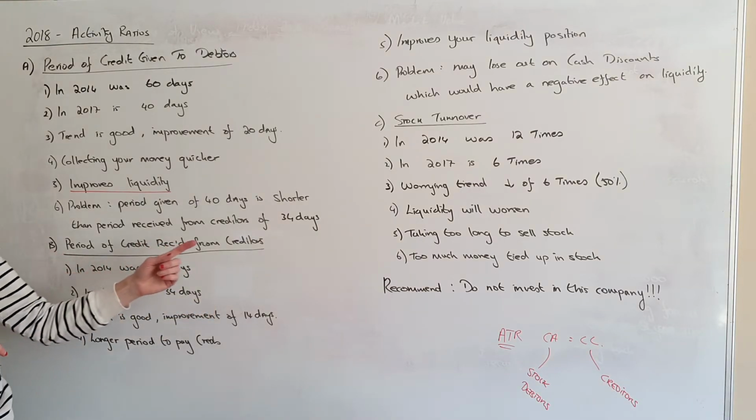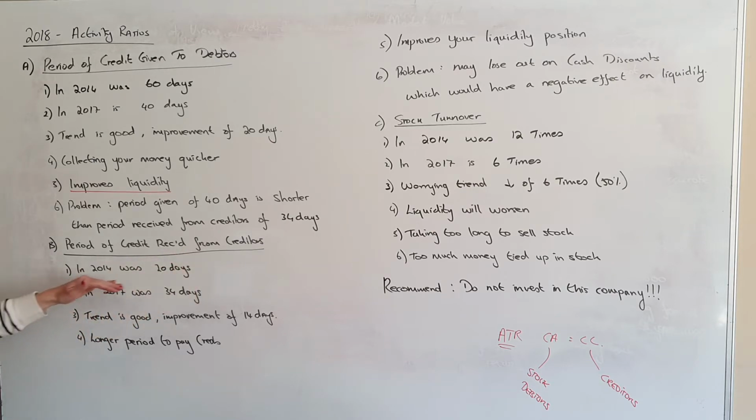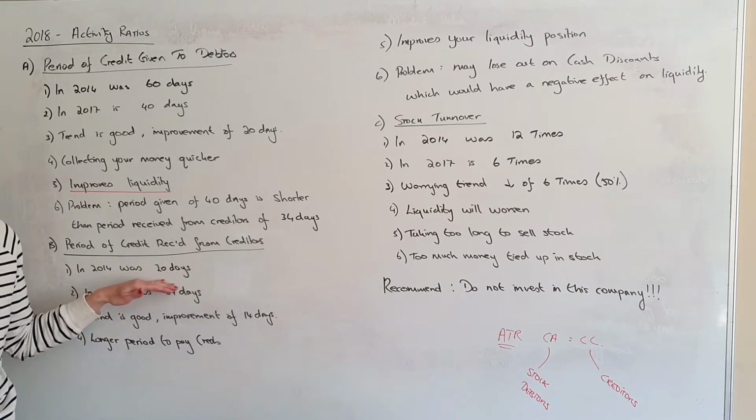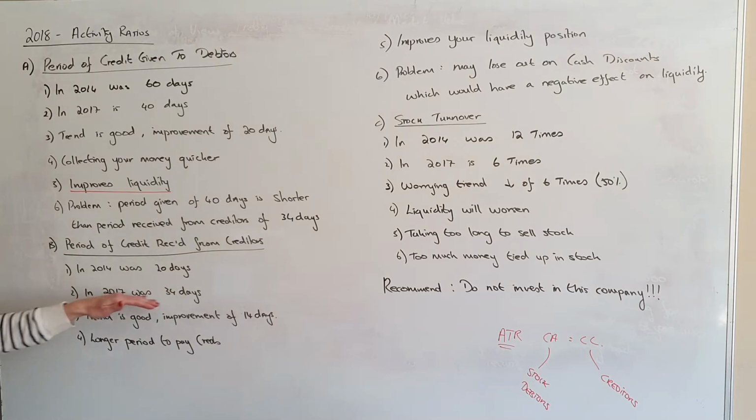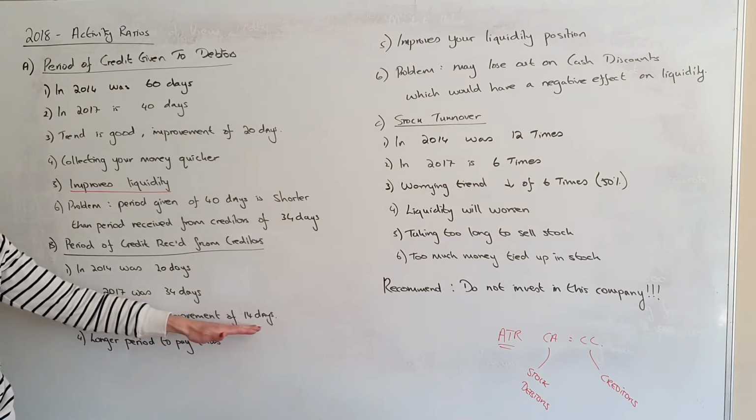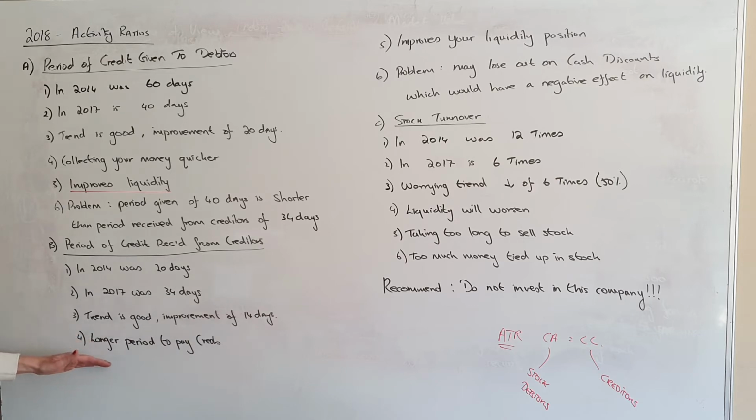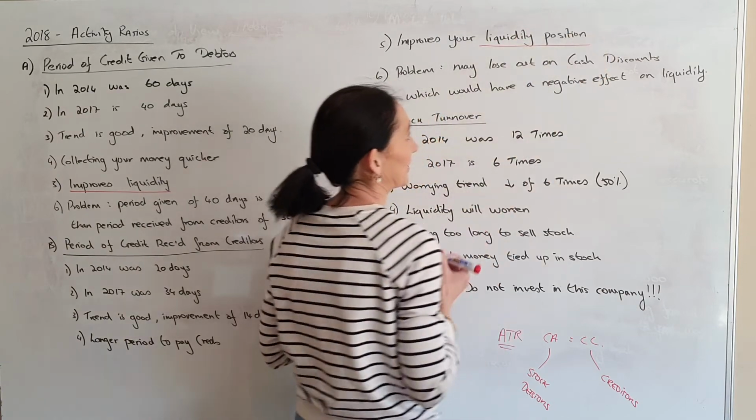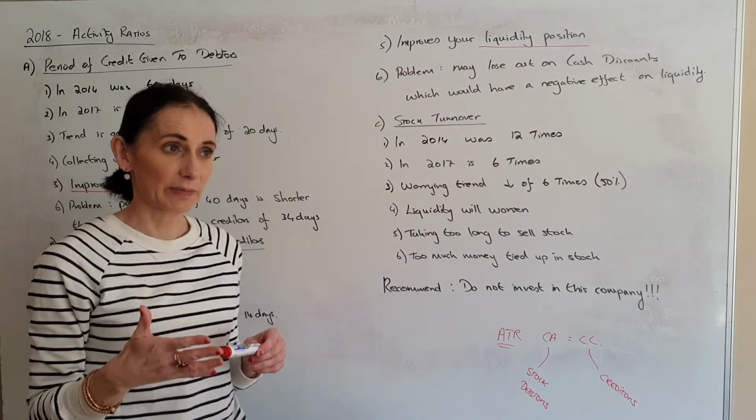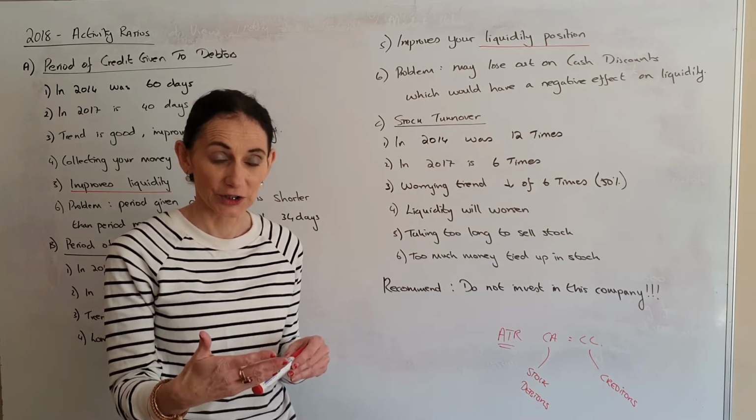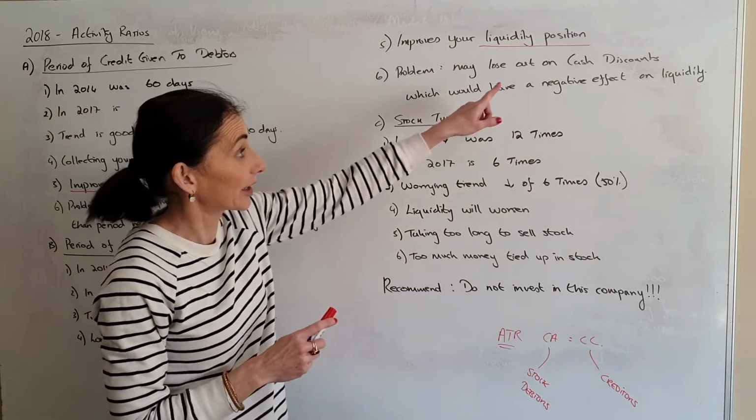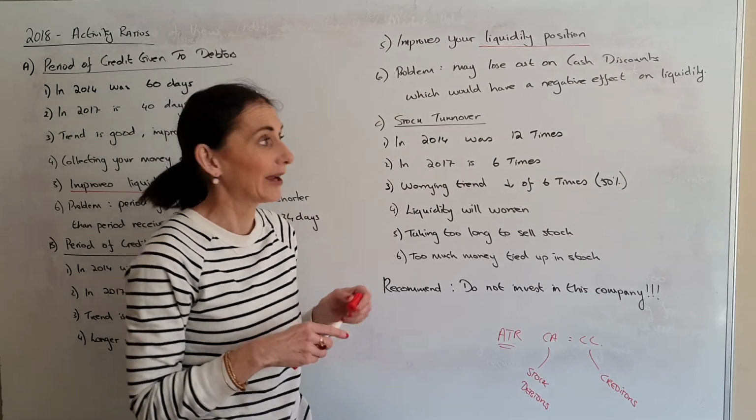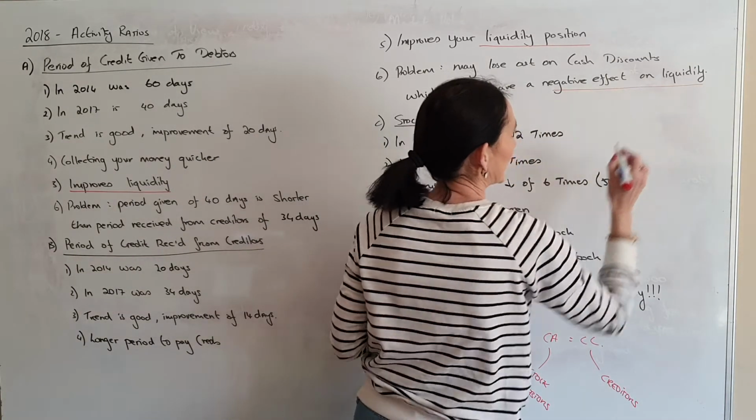Let's look at how long we get from creditors. In 2014, they gave us 20 days. Now that could be because we were a new customer. In 2017, they've upped it to 34 days. So we have a longer period before we have to pay them back. The trend is good. There's an improvement of 14 days. So that would again improve the liquidity position. Now the only problem about getting a longer period of credit from your creditors, and if you use it, is that you generally lose out on cash discounts, and that could have a negative effect on your liquidity.